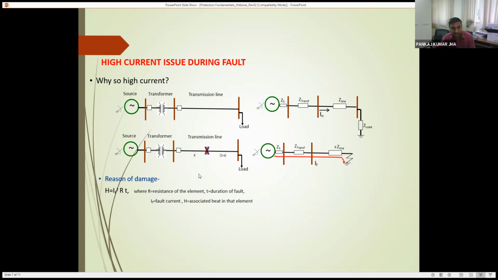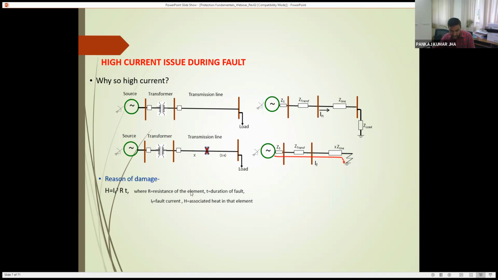Now with the increase in fault current, the total heat generated will be I square RT. So even if my resistance is fixed, if fault current increases, the total heating will increase. And with the increase in heating, the temperature will rise and it is going to affect the insulations. So on which factor is it being limited? It is limited by the factor T, and T is basically the fault clearing time. So we want this T to be as minimum as possible, and that's why all the protection systems are to be designed in such a way that the fault clearing time must be minimum.